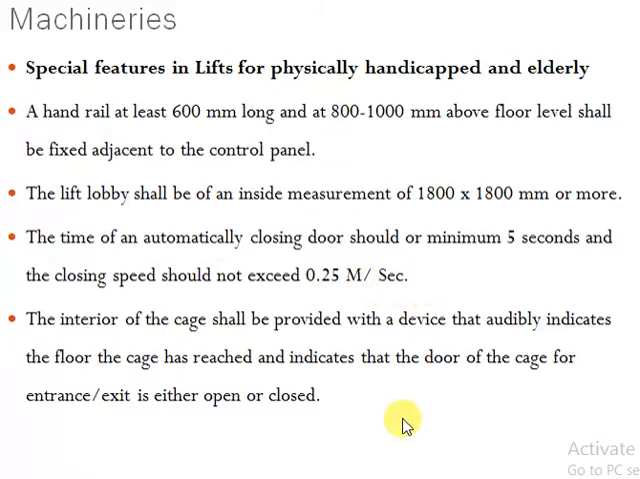The interior of the cage shall be provided with a device that audibly indicates the floor the cage has reached, in case the person traveling in the lift is blind, and indicates whether the door of the cage is opened or closed.